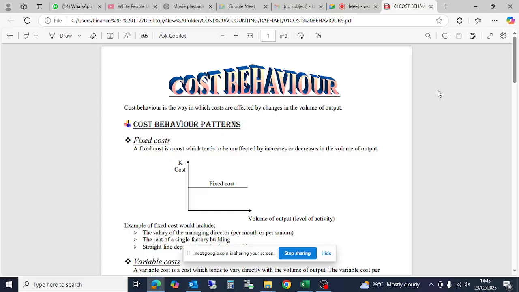All right, perfect. Okay, so we have different types of costs. The main types of costs are three. There's a fixed cost, there's a variable cost, and there's also a semi-variable cost. So these costs are actually affected by the level of output or by the level of production.